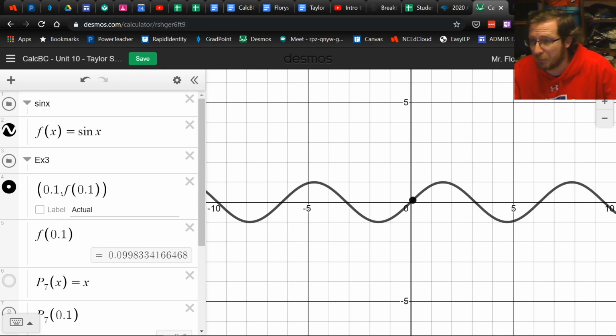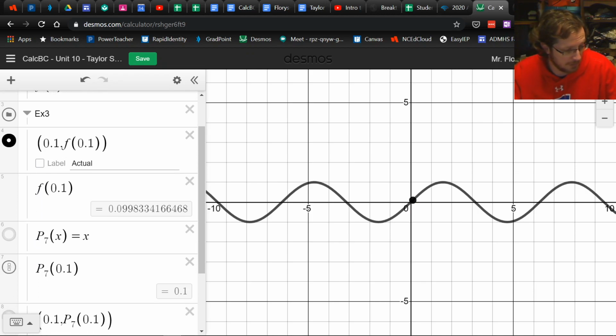0.1 comma, whatever sine of 0.1 actually is, at 0.998. That value right there. All right, so see how Desmos goes out to, if you count these, there's 13 digits to the right of the decimal.